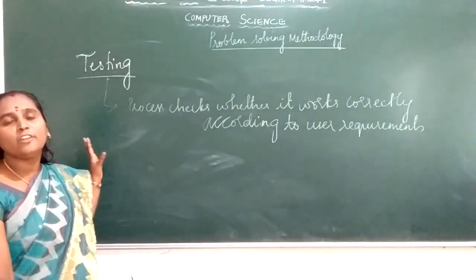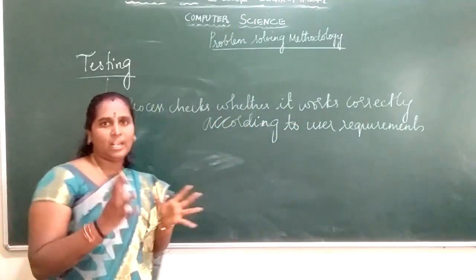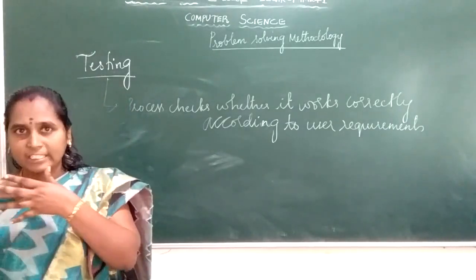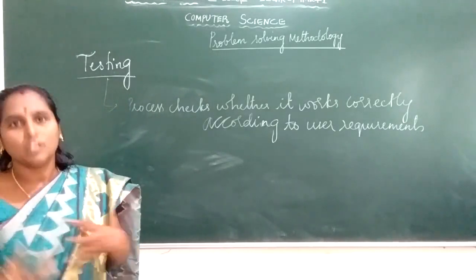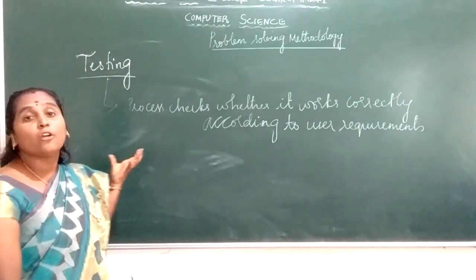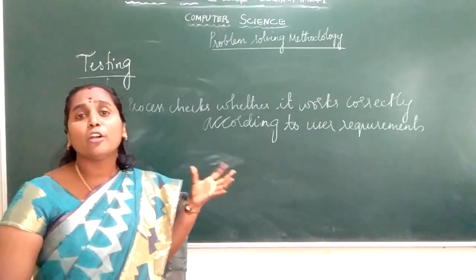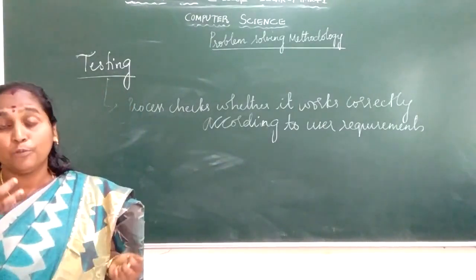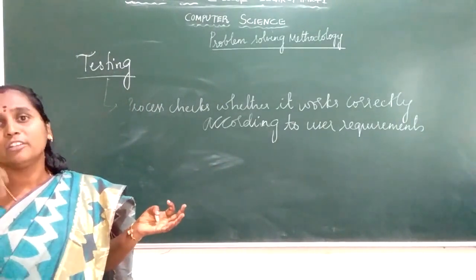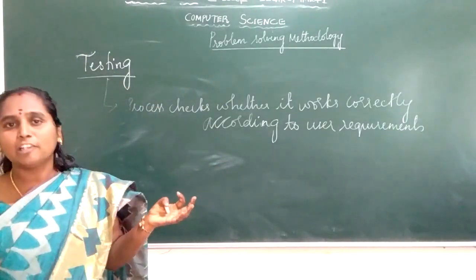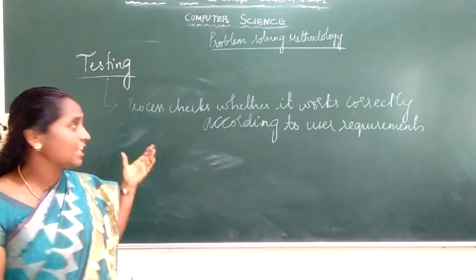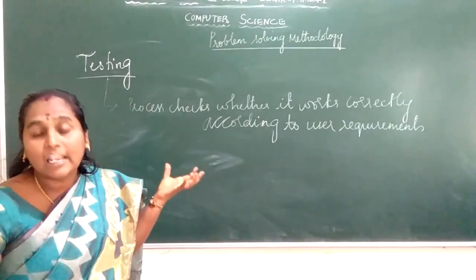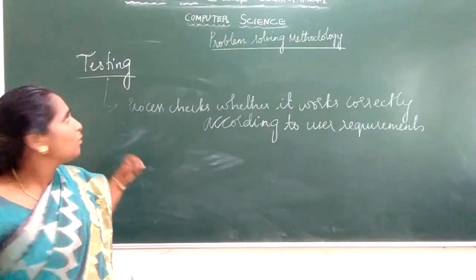After writing the program, you are going to test whether it runs according to the user requirement. For a particular input, is the desired output being produced or not? So in testing, you are going to give a large number of complicated inputs, to check whether for the input the desired output occurs or not. Testing is a process of checking whether it works correctly according to the user requirements. That we call testing.